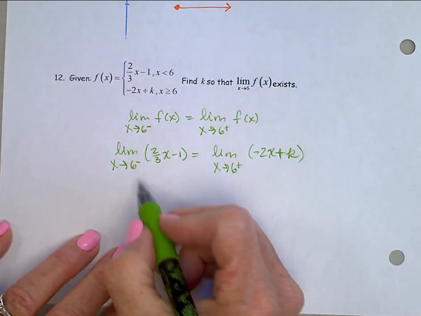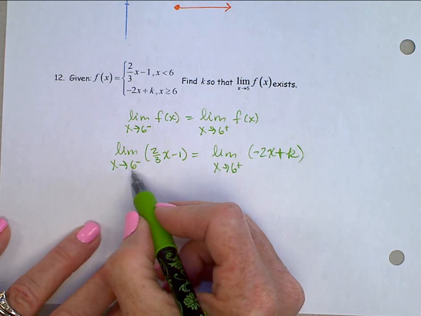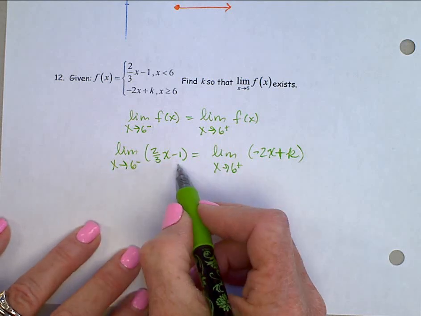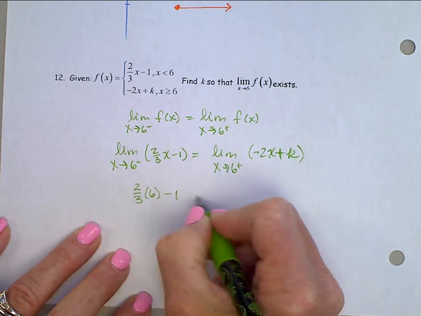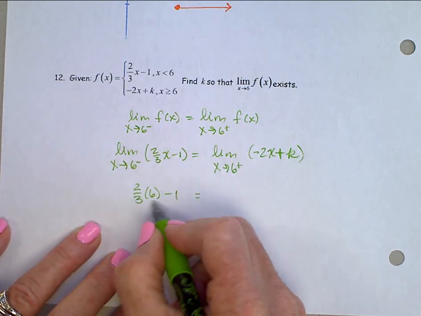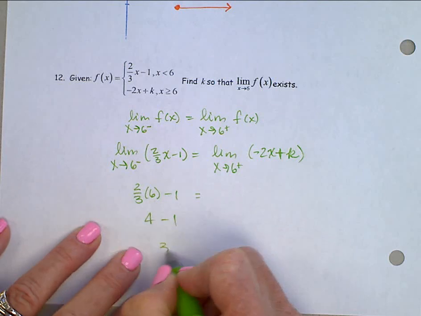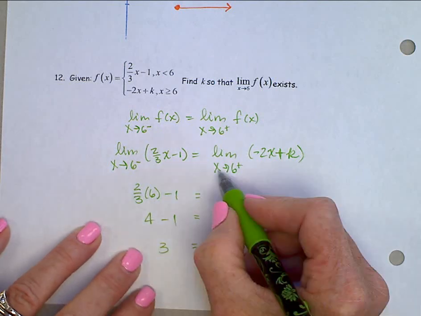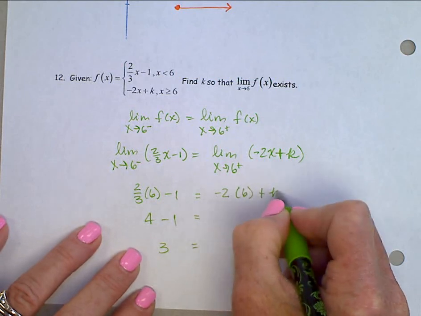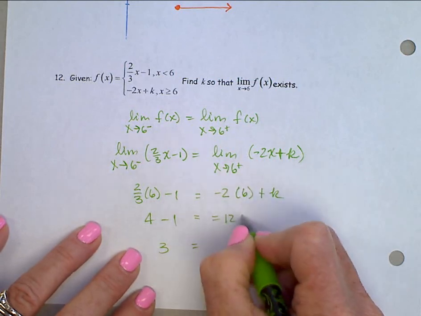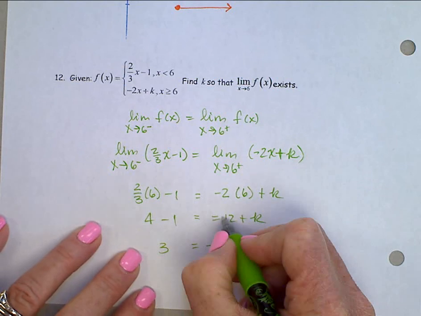And again, to evaluate a limit, the first thing that we do is substitute in and cross our fingers that that works. When we plug in the 6, we do find that that works. 2/3 of 6 is 4 minus 1, or 3. On this right side, when we plug in that 6, we get negative 12 plus k.